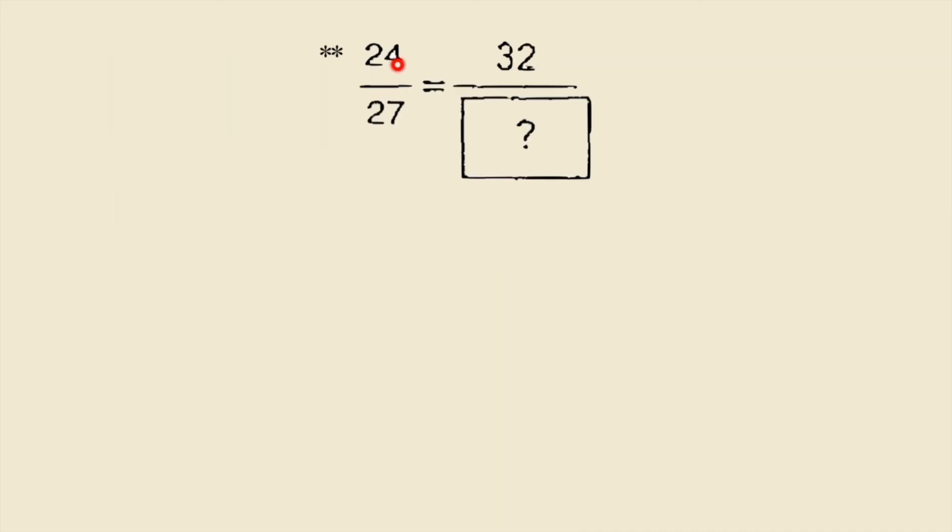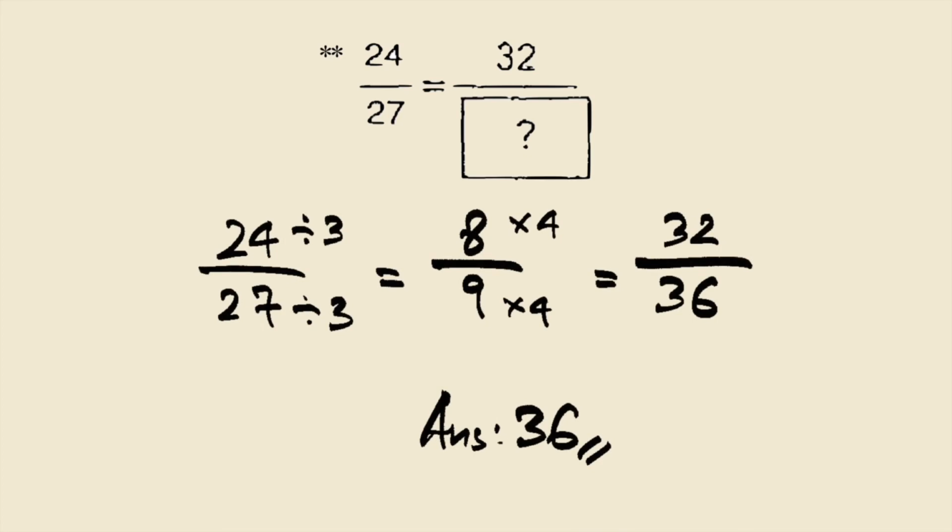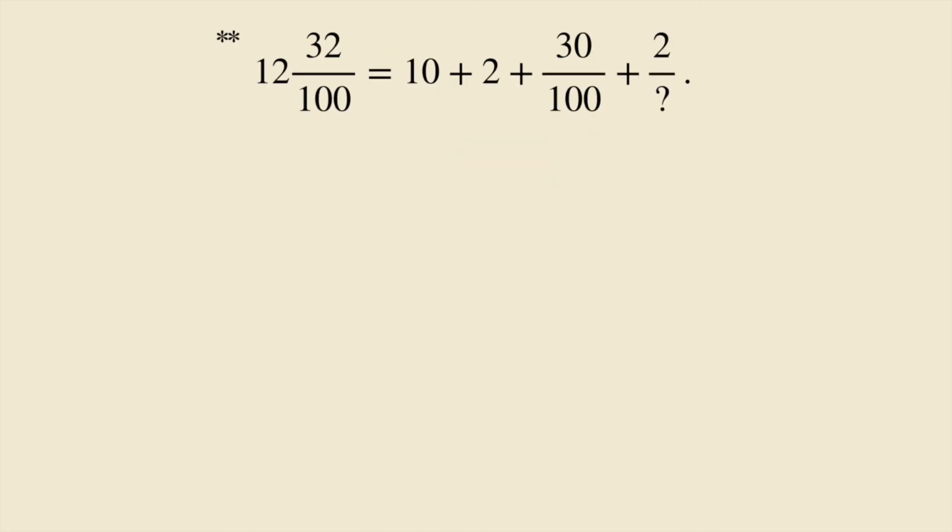Next, we're going to turn 24 to 32. We're going to divide by 3. So that gets us 8 over 9. And from here, times 4 times 4, you're going to get 32 over 36. The denominator here is 36. That's the answer.